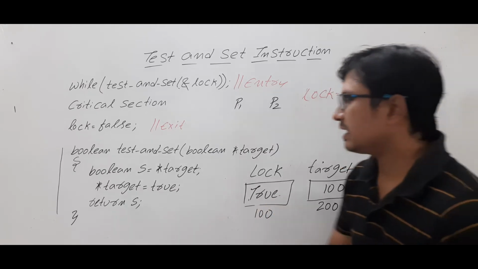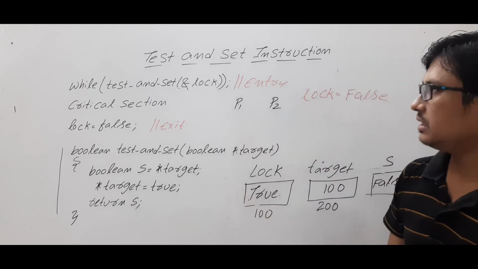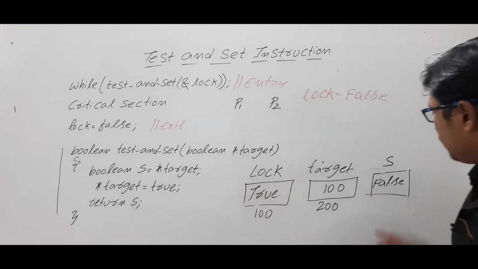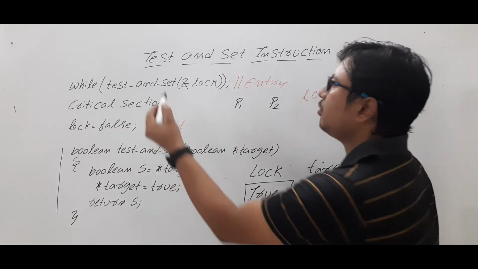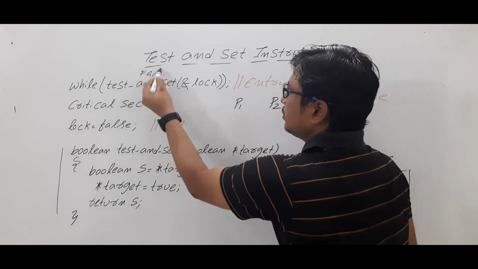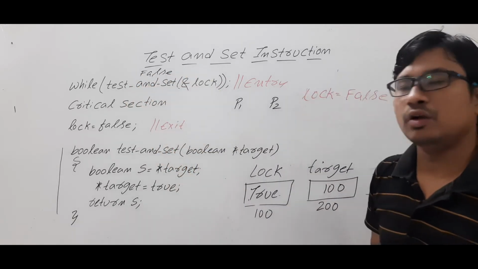Okay, now return yes. Is it clear? Are you able to understand? Return yes. What will it return? False. So here you are getting false. Okay, now look at here, I have already discussed this in the lock variable.